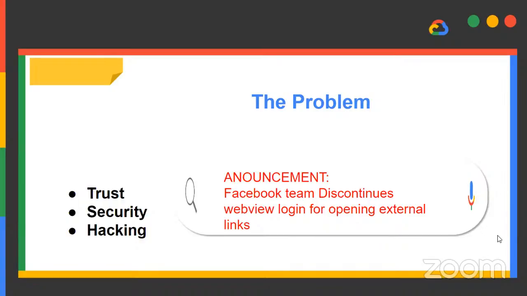And in September, they discontinued the WebView. And they had a reason for that. Number one, trust. Two, security. Three, hacking. They wanted trust on their platform. They wanted a level of security when accessing their platform from any source. And they wanted to prevent hacking. Next.